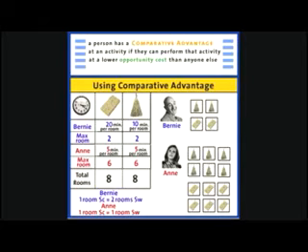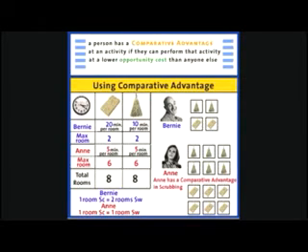Given this information, we know who has a comparative advantage in scrubbing. For Bernie, scrubbing costs 2 rooms worth of sweeping. For Anne, scrubbing costs only 1 room worth of sweeping. Anne has a lower opportunity cost for scrubbing, and therefore Anne has a comparative advantage in providing scrubbing services.